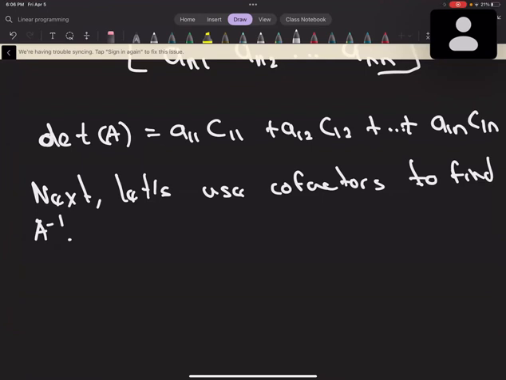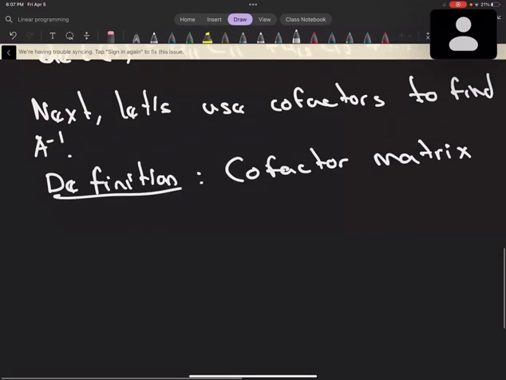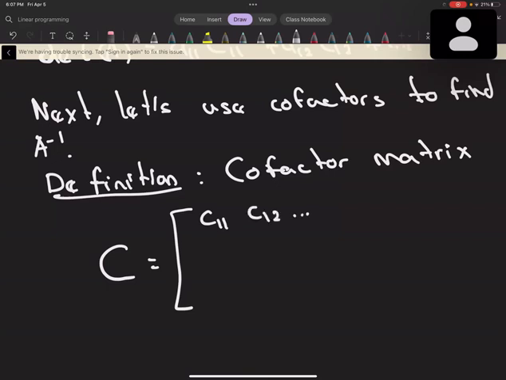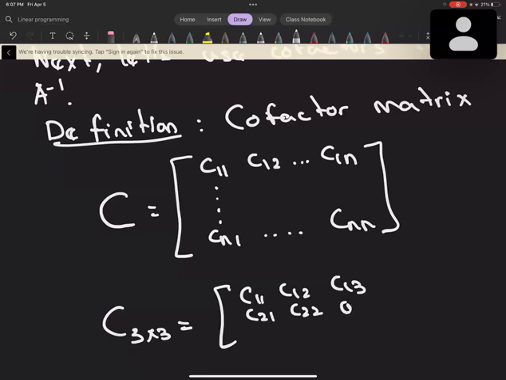Okay, so we're going to define the cofactor matrix. So that's going to be C, and then you just put all the C11, C12, and so on, all of them up to Cn1, Cnn. Of course, if our matrix is 3 by 3, this is just C11, C12, C13, C21, C22, C23, then C31, C32, C33. This is when it's n by n.